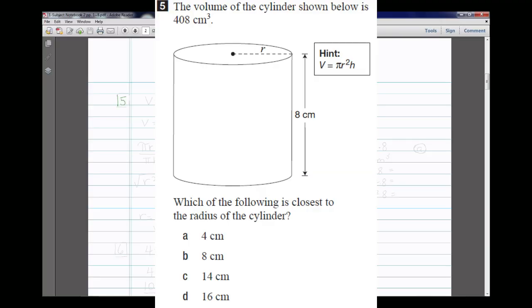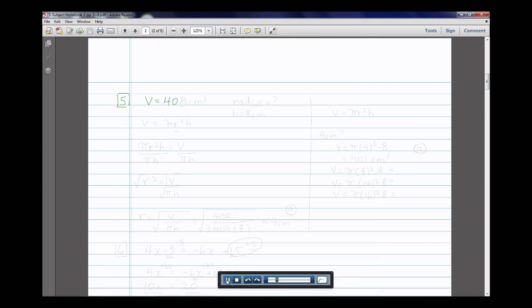Multiple choice question number 5. It reads, the volume of the cylinder shown below is 408 centimeters cubed. So the volume is 408 cubic centimeters. Which of the following is closest to the radius? So what you're looking for is the radius of the cylinder.